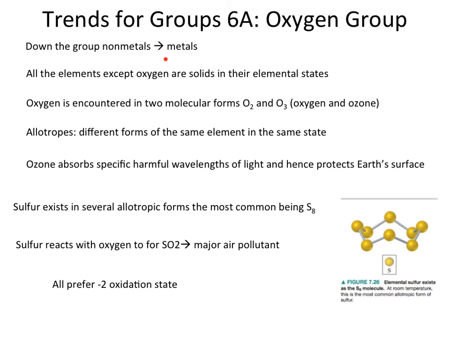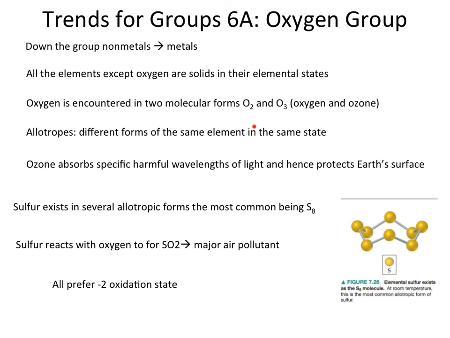Oxygen is typically found in 2 molecular forms, O2 and O3. O2 represents what we typically call oxygen. O3 is ozone. And these 2 molecular forms of oxygen are known as allotropes. Allotropes are basically different forms of the same element in the same state. So these 2 are both in the gaseous state. They consist of the same element, but obviously they're in different forms.